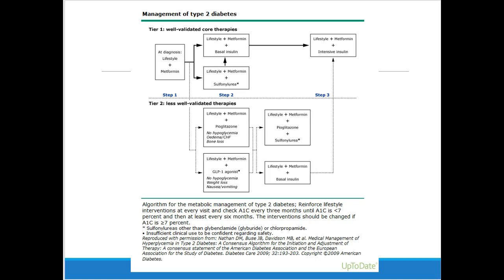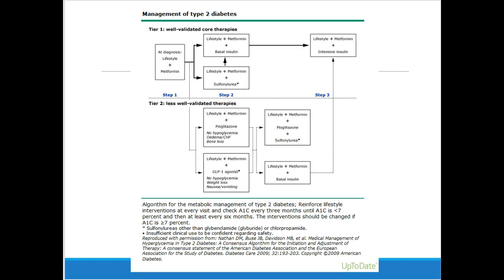I put this chart in here from UpToDate. It's kind of the old school way of treating diabetes, and I still think it's nice and easy, so that's why I do it. At diagnosis, you start with lifestyle changes and metformin. If that doesn't work, they would say add basal insulin or add a sulfonylurea, and after that, you could go to intensive insulin, or you could go down to here and try some of these other options.